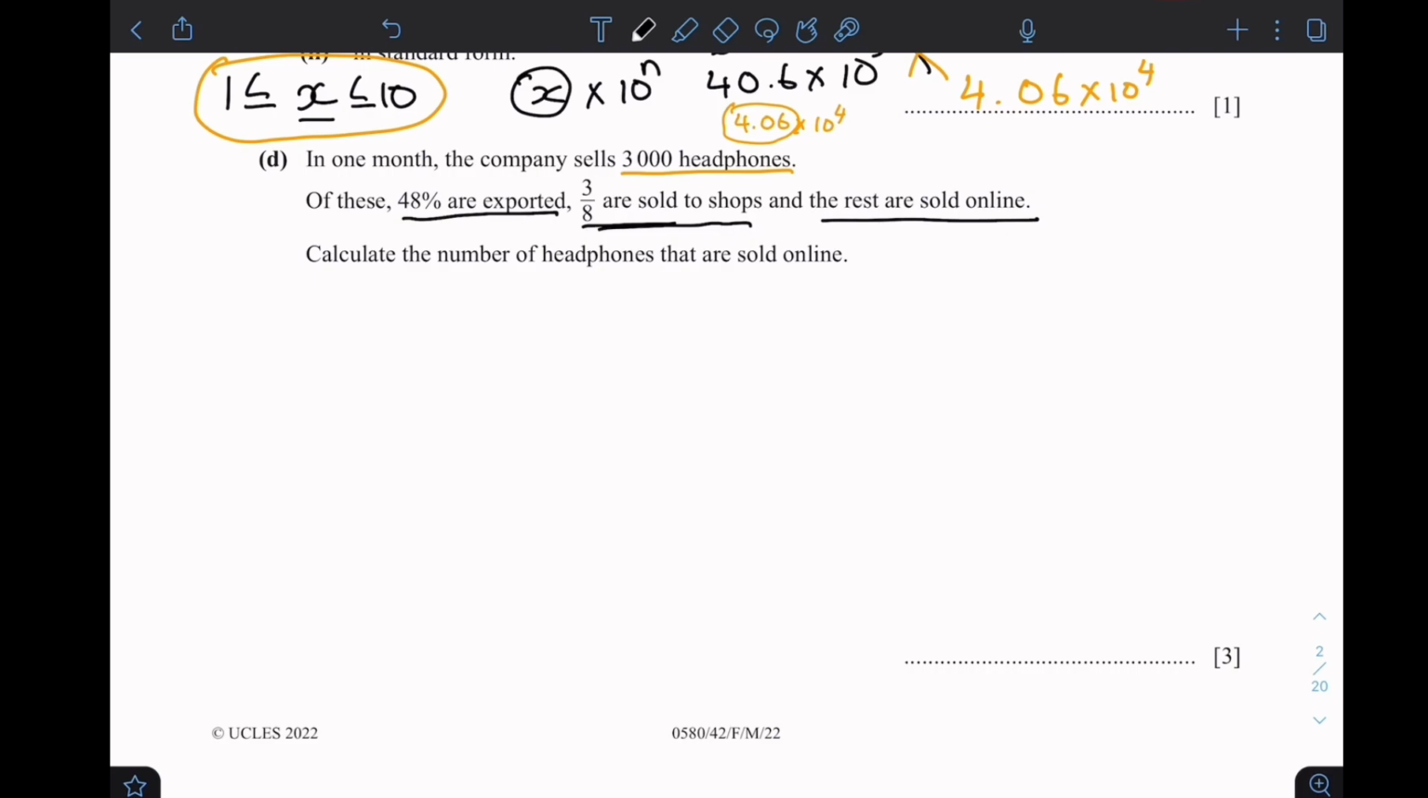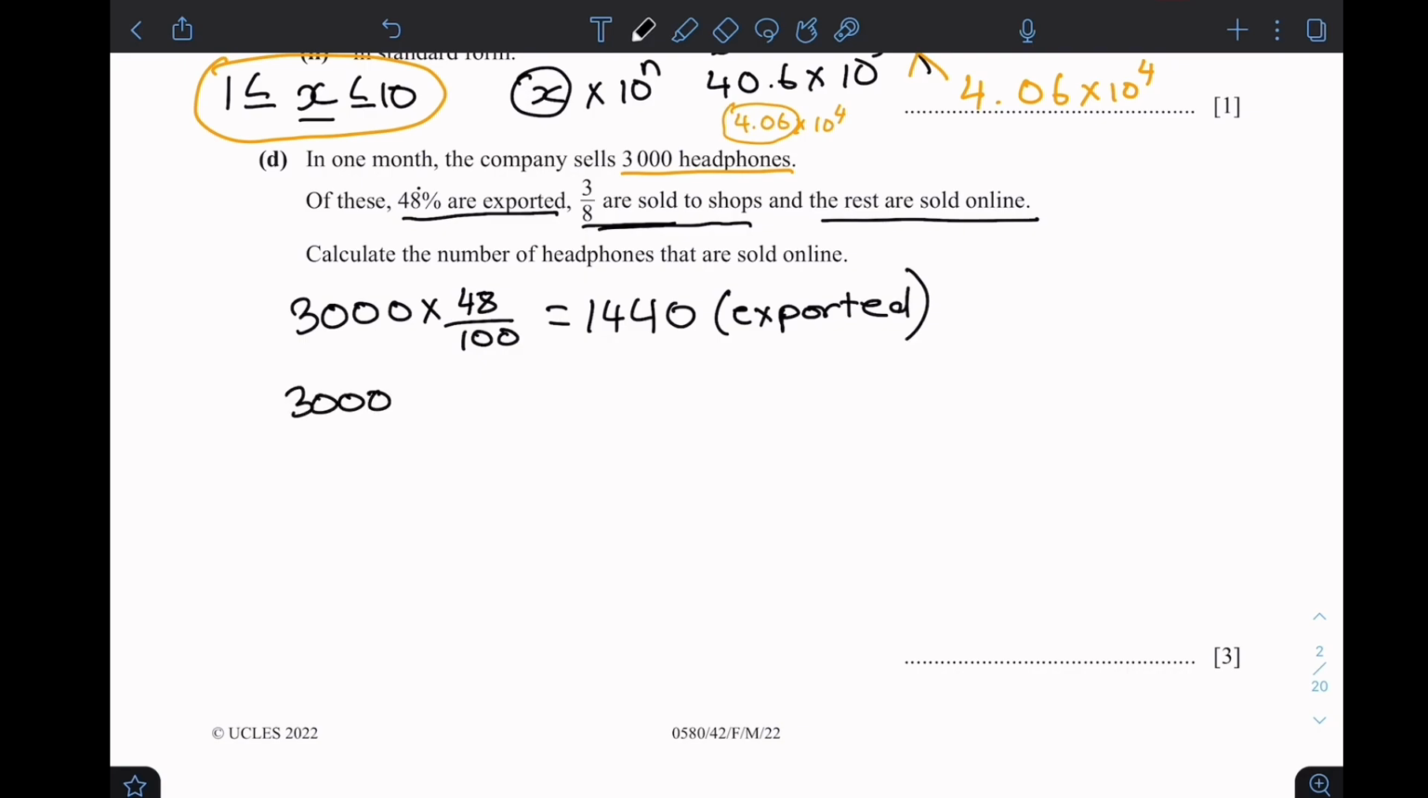Okay. So basically they're saying 48% of 3,000. 3,000 multiplied by 48 divided by 100, which is 1,440. Okay, these are exported. And if you do 3,000 multiplied by 3 divided by 8, you should get 1,125, which are sold to shops.